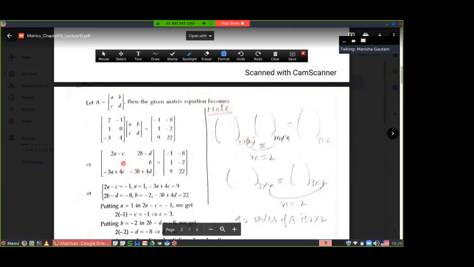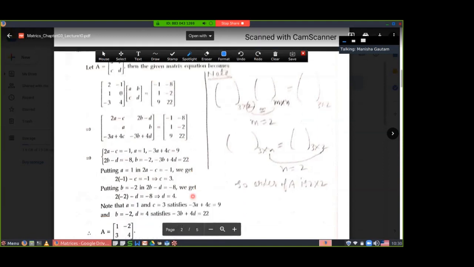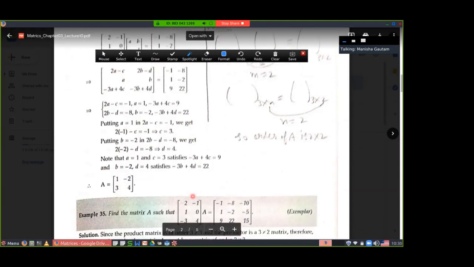Put the corresponding elements equal: 2a minus c equal to -1, 2b minus d is equal to -8, a is equal to 1, b is equal to -2, minus 3a plus 4c is equal to 9, minus 3b plus 4d is equal to 22. These are the equations. Solve the equations, find the value of a, b, c, and d. You will get the values: a is 1, b is -2, c is 3, and d is 4. Now this is the required matrix A, capital A.